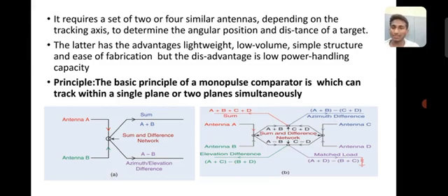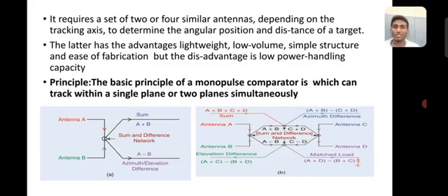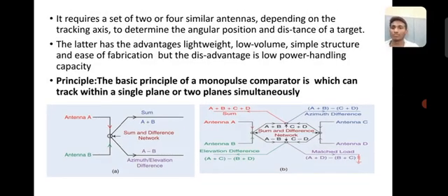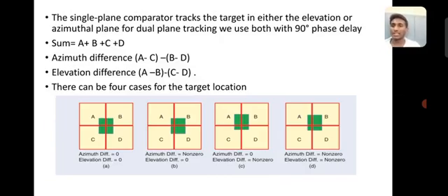In the second diagram, you can see 4 antennas with the sum A plus B plus C plus D. Here you can see the difference information like azimuthal difference and matched load, which are defined as A plus B minus C plus D as azimuthal difference, and matched load as A plus D minus B plus C. So the single plane comparator tracks the target in either the elevation or azimuthal plane.